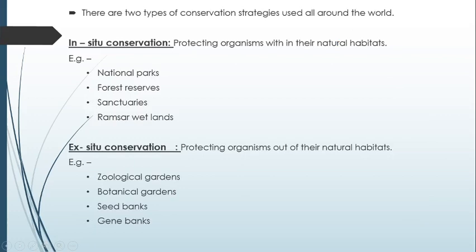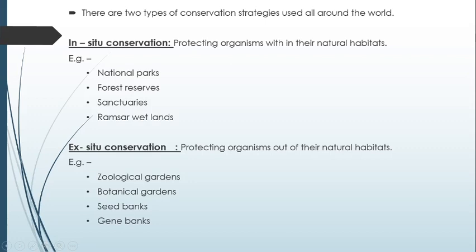In the world, there are two types of conservation strategies. The first one is in situ conservation. It means protecting organisms within their natural environments or within their natural habitats. We can get some examples from Sri Lanka. Those are national parks, forest reserves, sanctuaries and wetlands. Those are in situ conservation places where the organisms are protected in their motherlands, in their natural habitats.